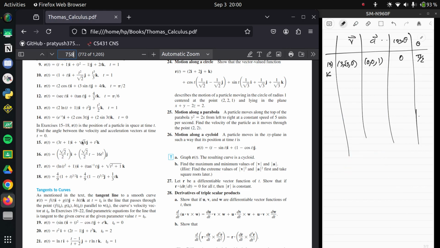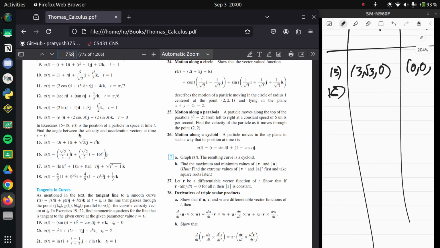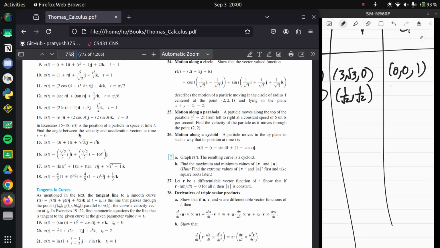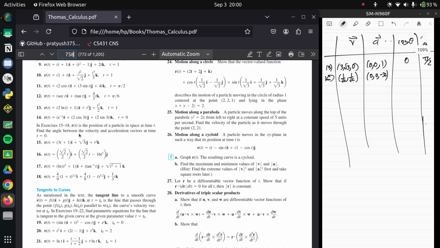So 16th is r of t is just 1 plus square root of 2. Oh, t equal to 0. I mean, yeah, that's okay. This is 1 by square root of 2 comma 1 by square root of 2 minus, that doesn't really matter, it's just 1 by square root of 2 essentially. Okay, what about the other one? So that's 0 0, and then you got minus 32.